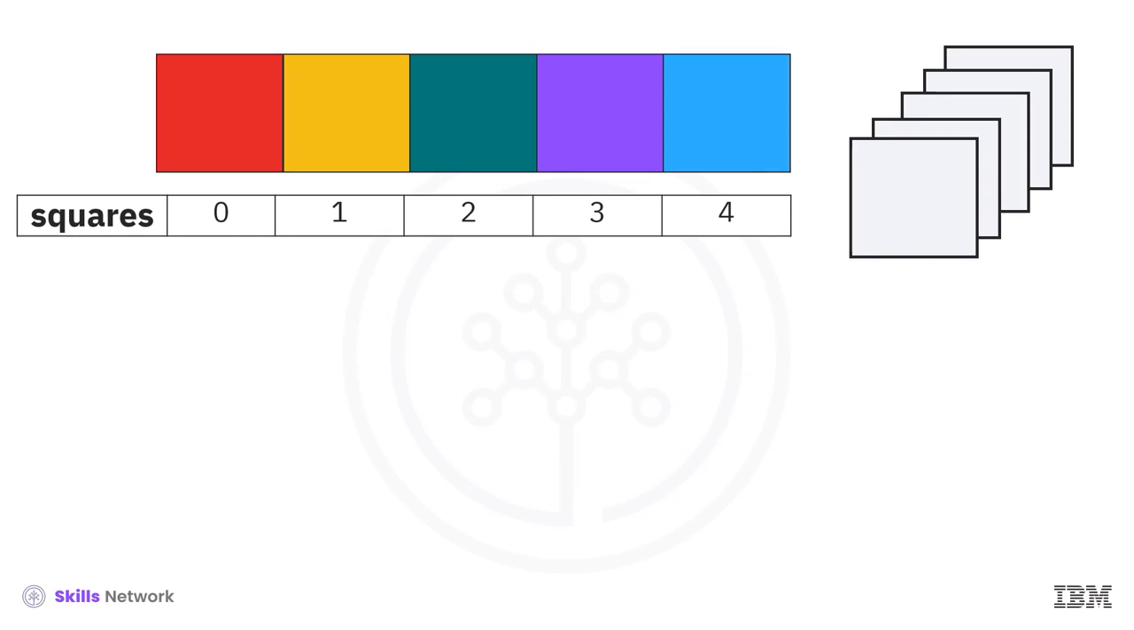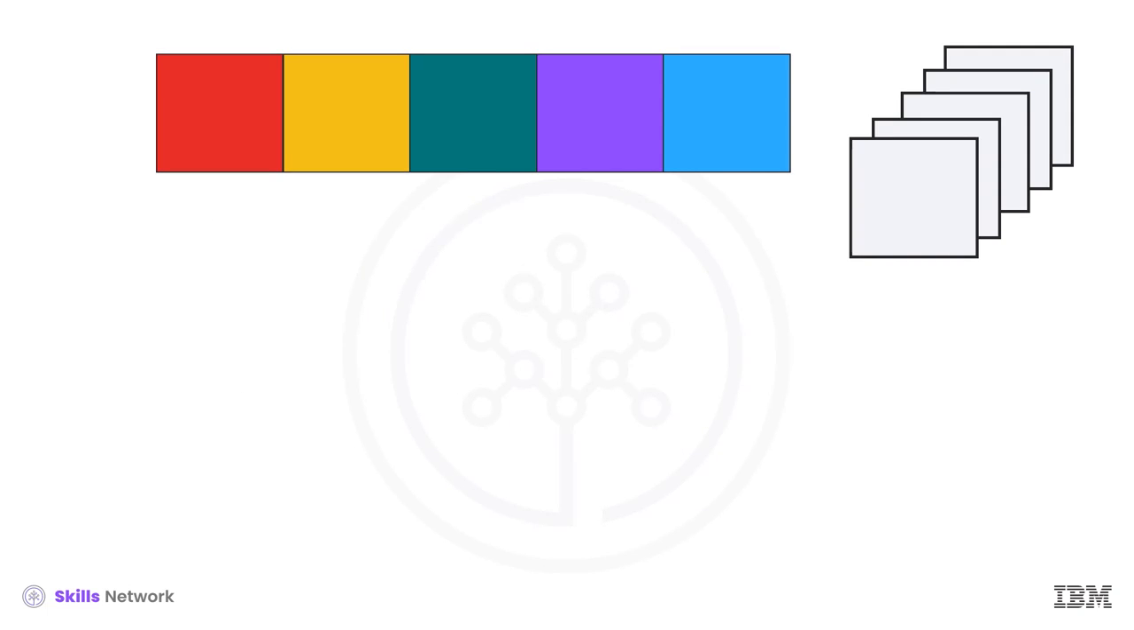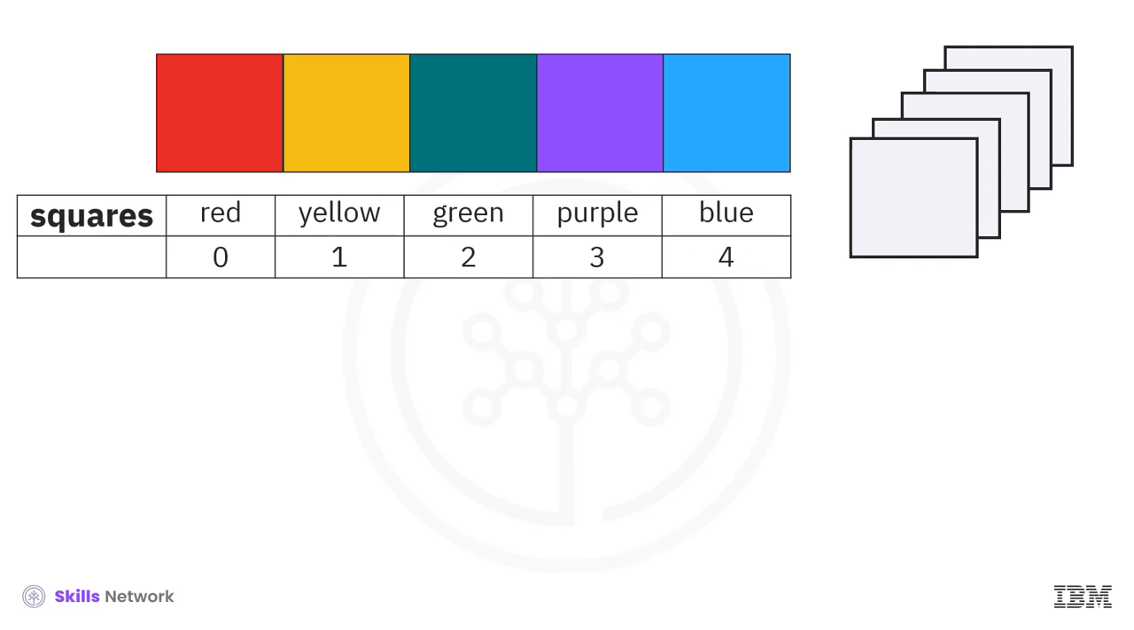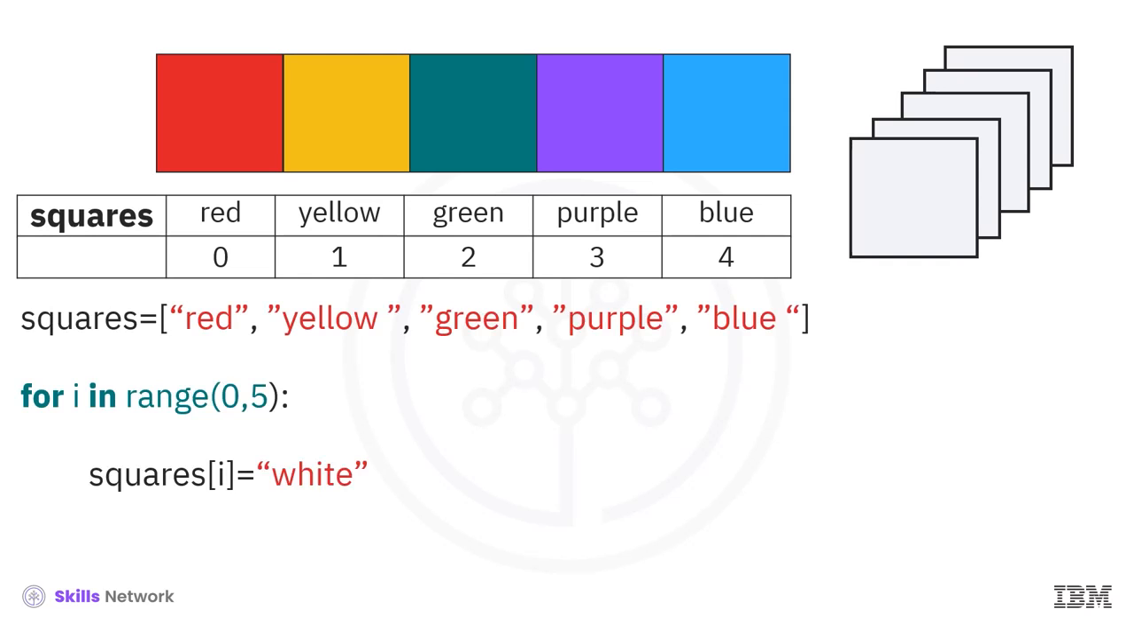If we are going to perform a similar task in Python, we cannot use actual squares, so let's use a list to represent the boxes. Each element in the list is a string representing the color. We want to change the name of the color in each element to white. Each element in the list has the following index. This is the syntax to perform a loop in Python. Notice the indent. The range function generates a list.